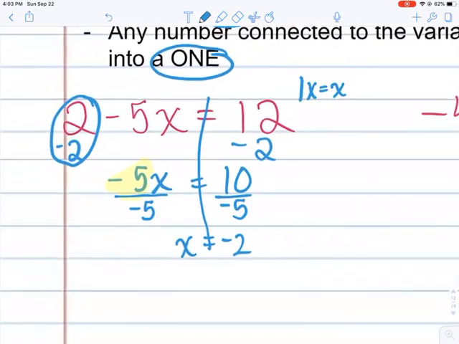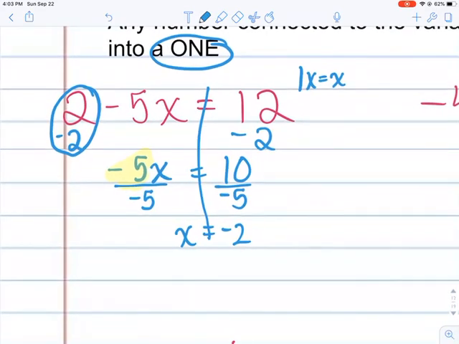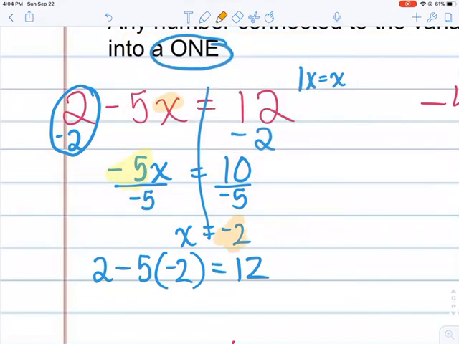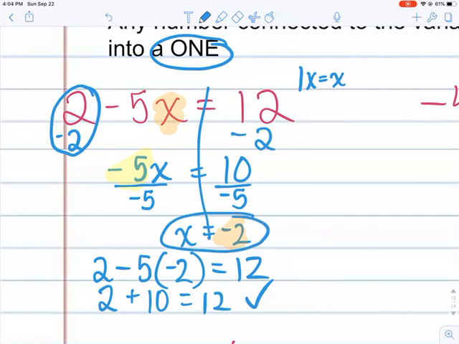We can do a quick check on that. If we do 2 minus 5 times negative 2, we can see if it equals 12. So just taking our value here and plugging it back in up here, we get 2 minus negative 10, or just 2 plus 10, which is correct. So therefore, we verified that the missing number was negative 2.